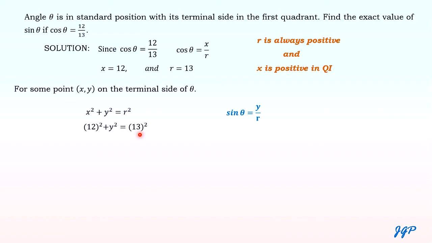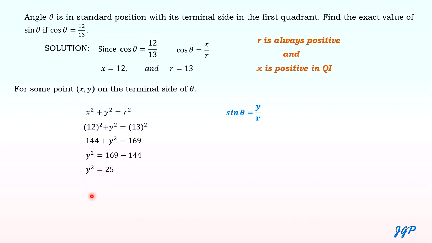So next, let's simplify. So 12 squared is equal to 144 plus we copy y squared is equal to 13 squared is equal to 169. So this time, we will use the SPE or subtraction property of equality. We subtract 144 both sides. So meaning this one becomes 0. So y squared now is equal to 169 minus 144. And to subtract this one, y squared now is equal to 25.